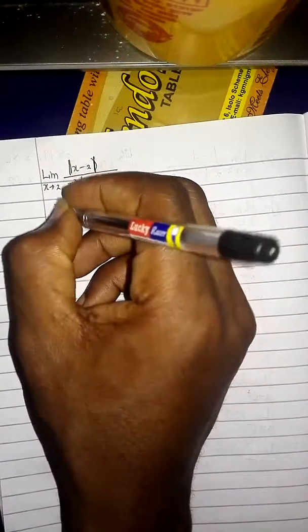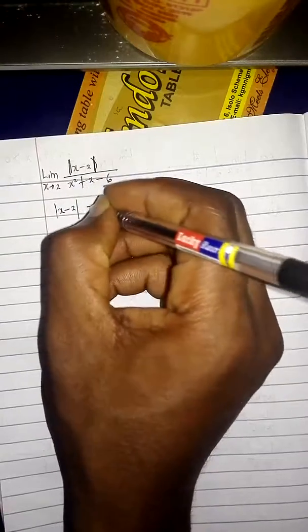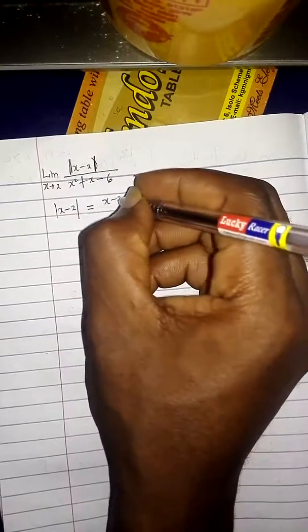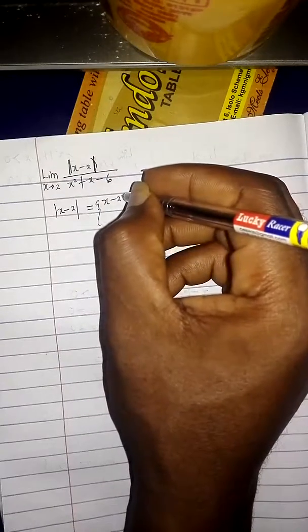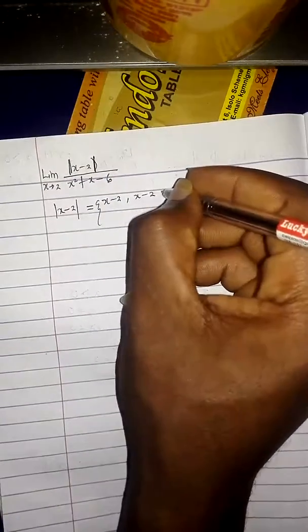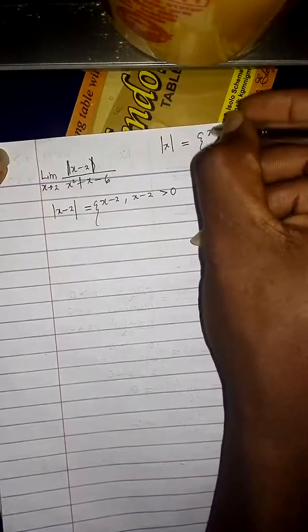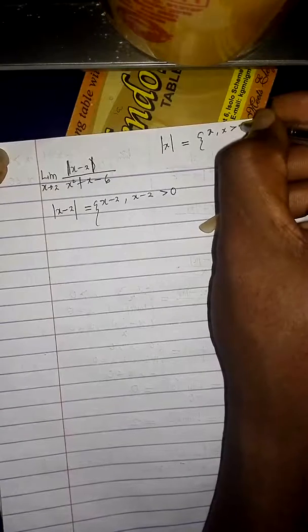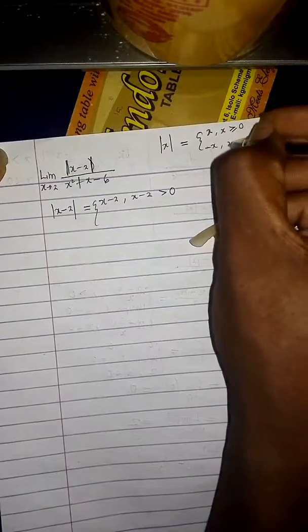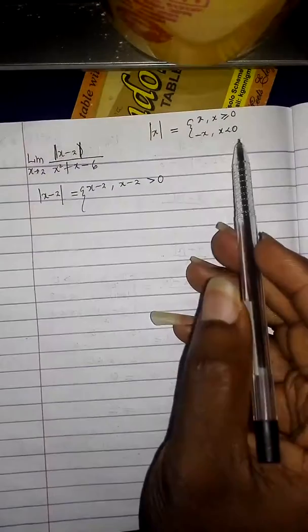Again, recognizing this as a piecewise function, we are going to define it this way. We know that this modulus of x minus 2 is going to be equal to x minus 2 when x minus 2 is greater than 0. This just follows from our definition of the modulus function. We know that modulus of x is equal to x when x is greater than or equal to 0, and then it is equal to minus x when x is less than 0.